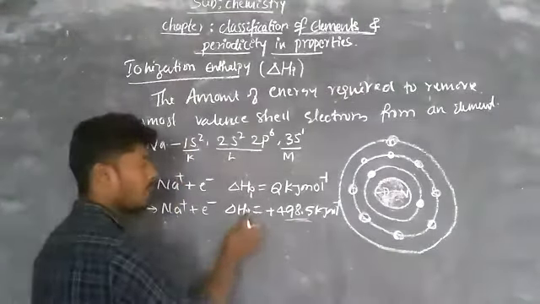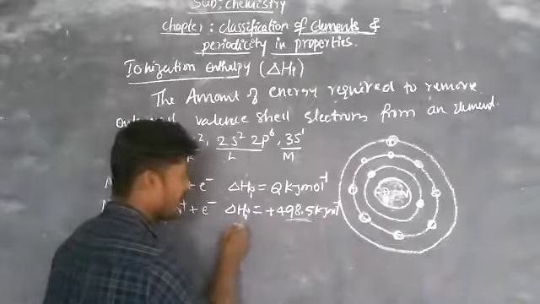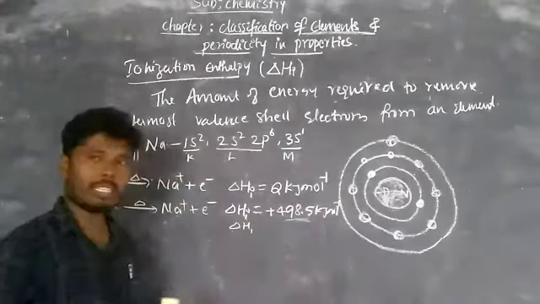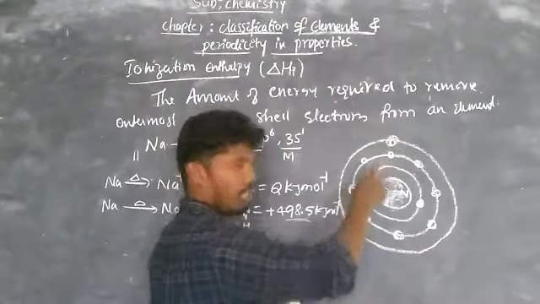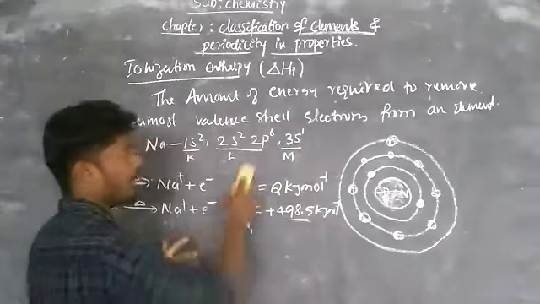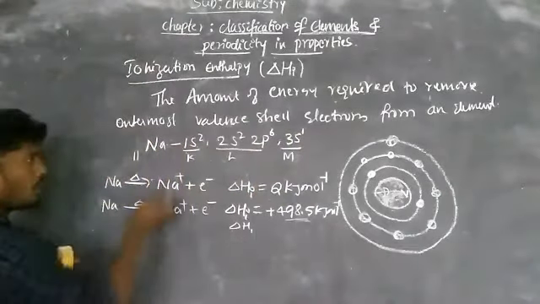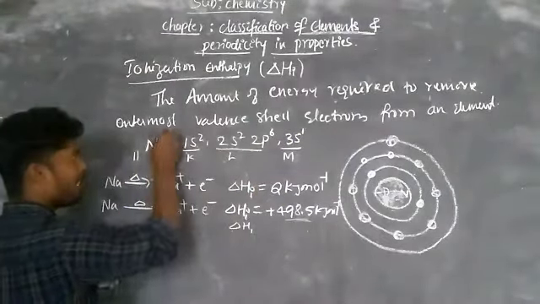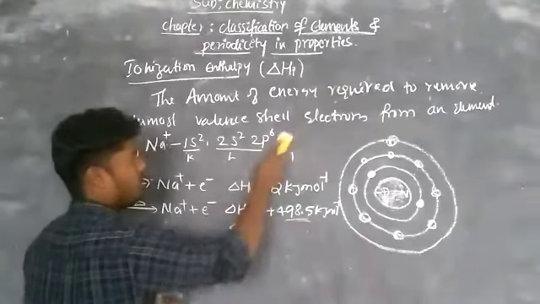So this is called delta H i. Let us assume this is delta H1, to remove 1 electron. We have removed 1 electron, so sodium has become sodium plus.